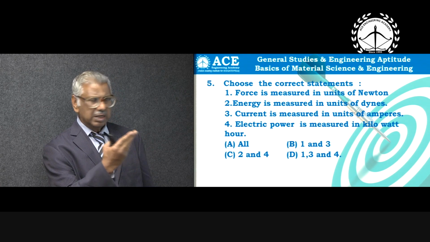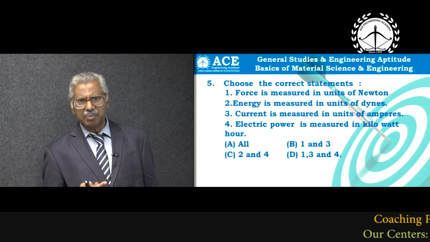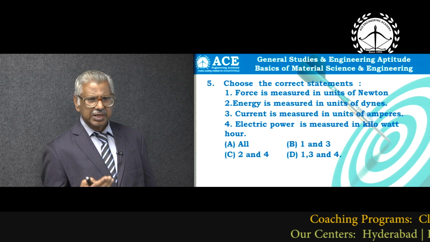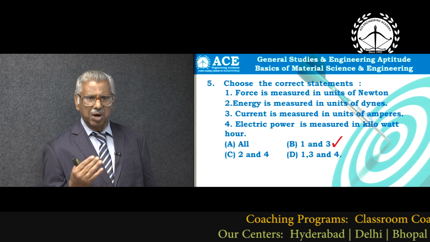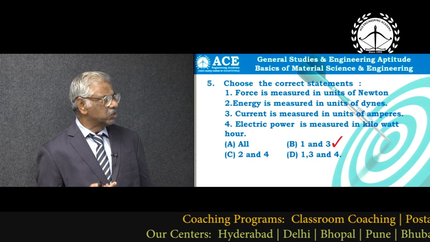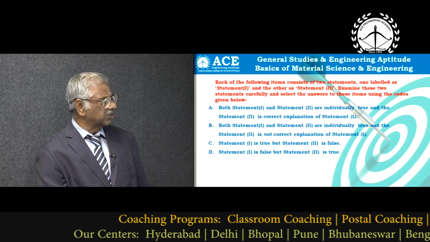Current, as you know, is measured in amperes, which is correct. Now the fourth one: electric power is measured in kilowatt hour, which is again a wrong answer. Electric energy is in kilowatt hour; electric power is energy per unit time. So statements 1 and 3 are the correct answers. B is the correct answer for this one.